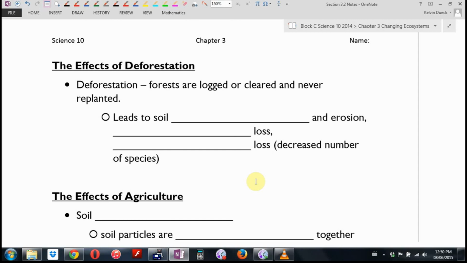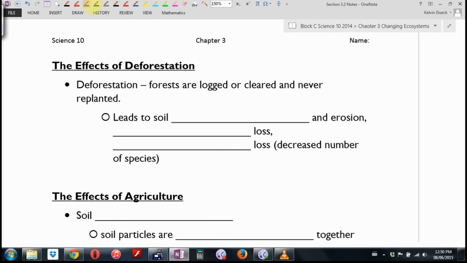So deforestation: forests are logged or cleared and never replanted. That's the big one. Most of the time now, it's mandatory that if you cut logs, you also have to replant trees and then leave it alone for a few hundred years.